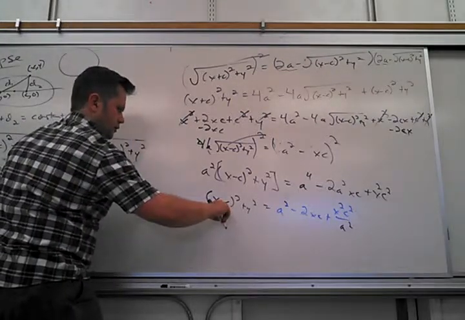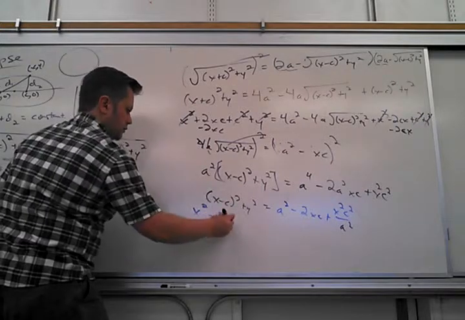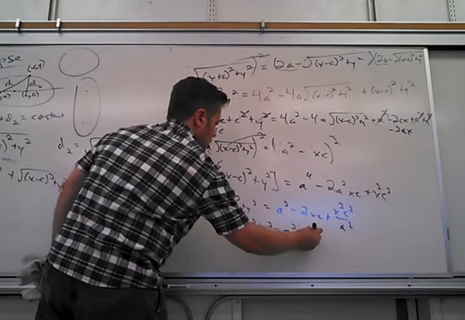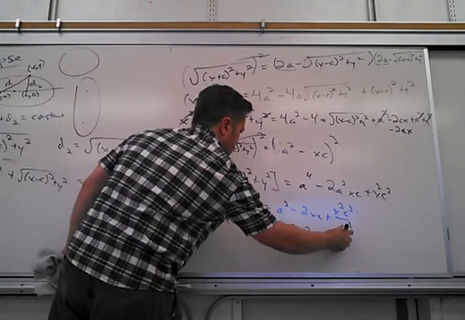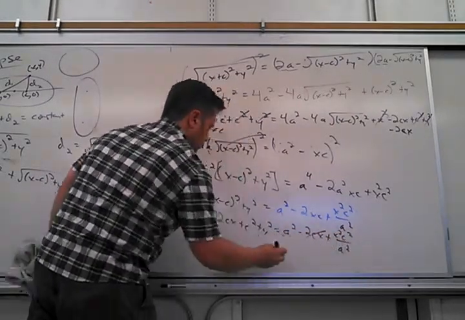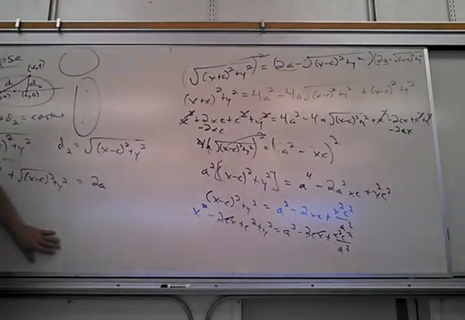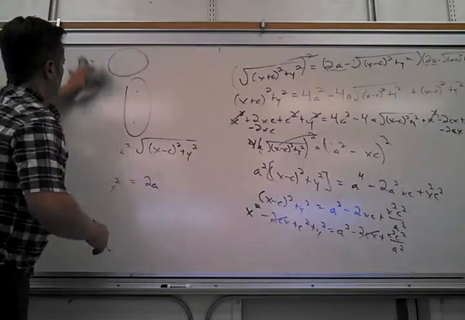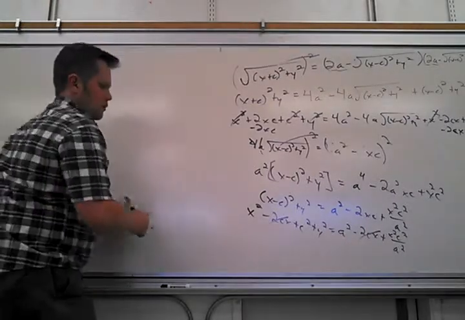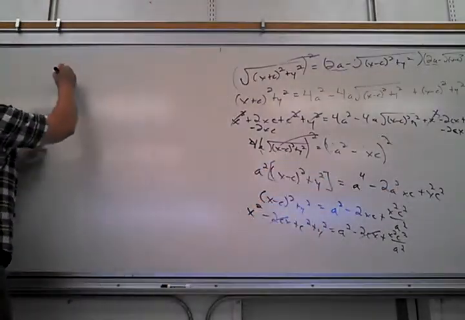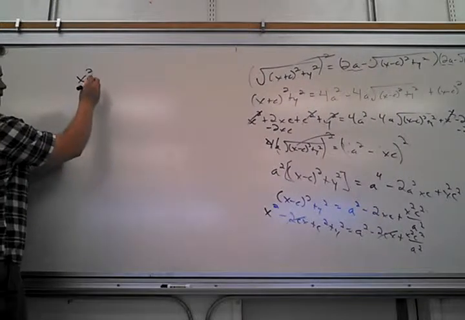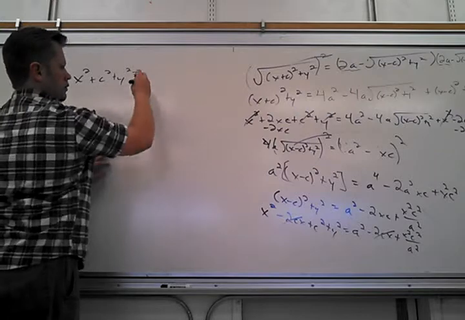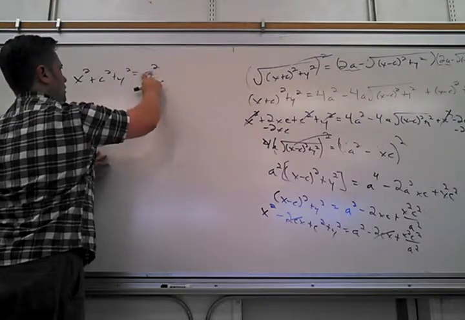What do I get in the middle here? Cx, so I get minus 2cx. So of course those go in. Right? And so finally, let's see, let me gather what I've got here. Get in there.